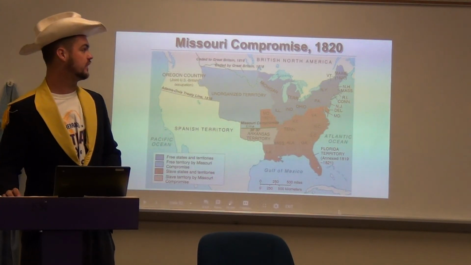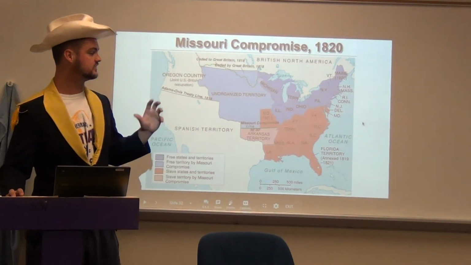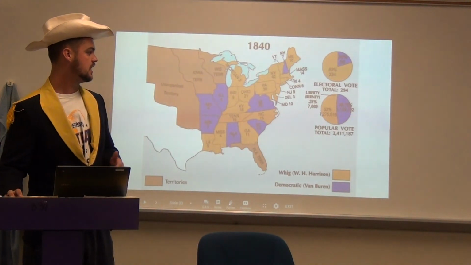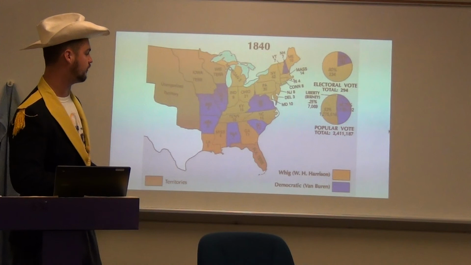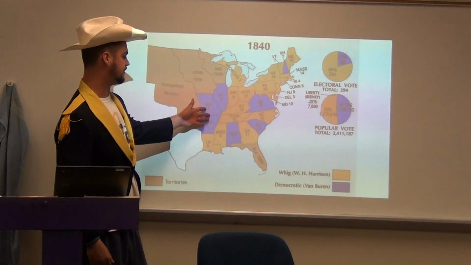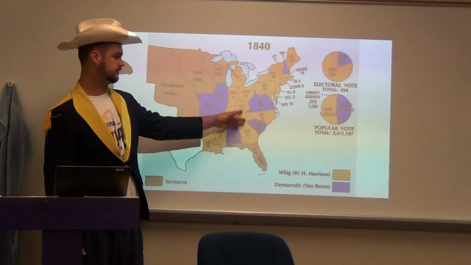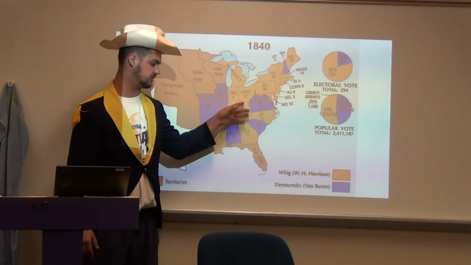Okay? So when we talk about political ideologies and differences as we go, I'm going to flip through a couple of maps here. These are political election maps, right? You've seen them before. So blue is Democrats, gold, whatever, mustard is the Whigs. Okay, Harrison wins.